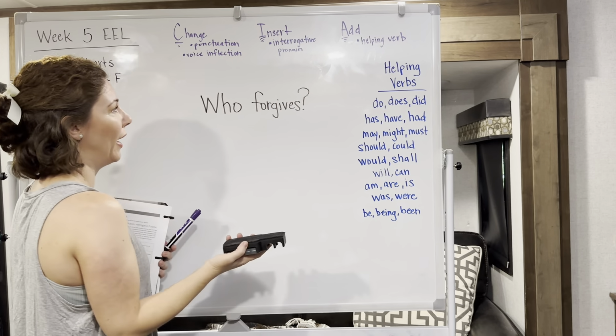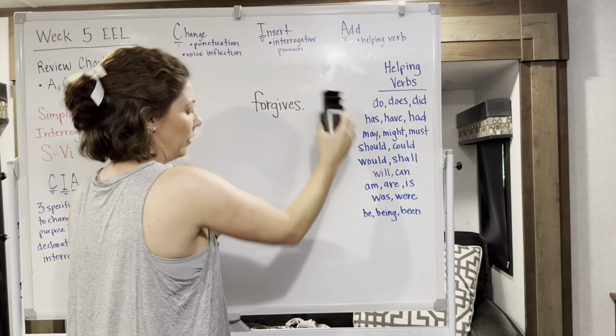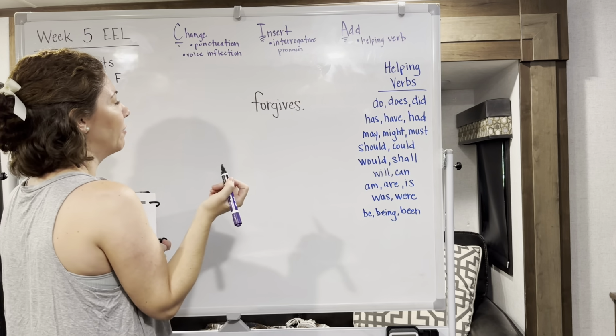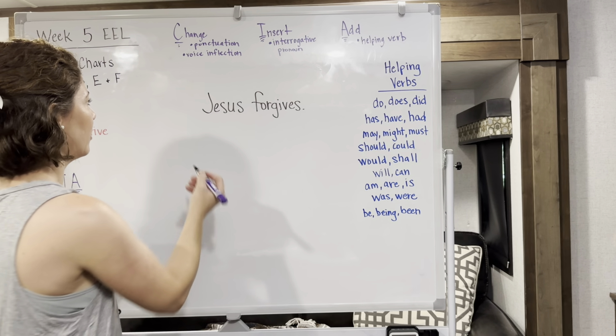add a helping verb. We'll pretend we had our regular sentence again. Probably should have gone back to the first one before, but anyway. So we have our sentence, Jesus forgives. And now we want to change it to interrogative purpose by adding the helping verb. So I wrote our list of helping verbs here. So we wanted to ask a question. We could say, does Jesus forgive?